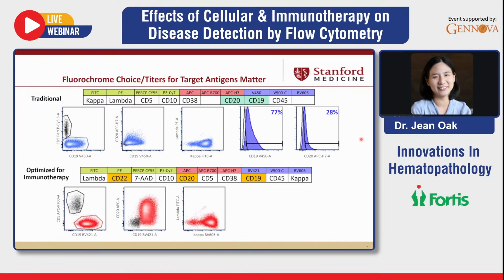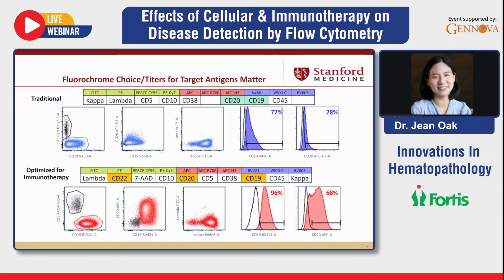So this is actually the plots for the exact same case. It was run on the same day, same instrument, but you can see the difference in the panel design and the increased sensitivity that we got with saturating antibody levels and a brighter fluorochrome. You now see a better separation of the CD19 and more expression of CD20.